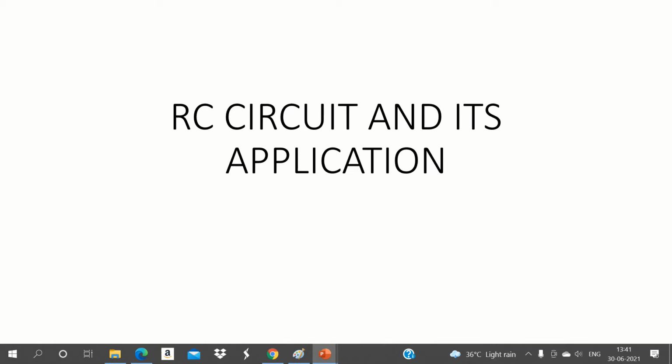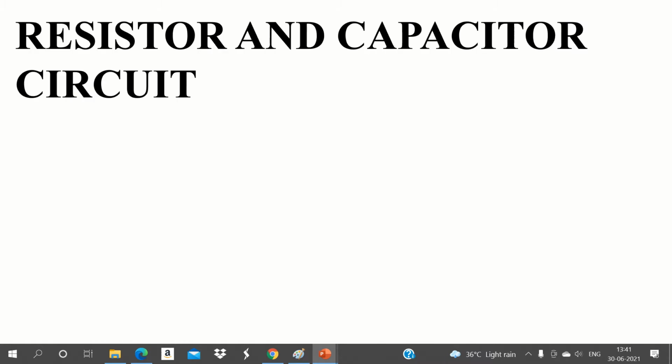Good afternoon, friends. Today we will see about the RC circuit and its applications. RC circuit has so many applications in electronics. RC circuit consists of R, meaning resistor, and C, meaning capacitor.